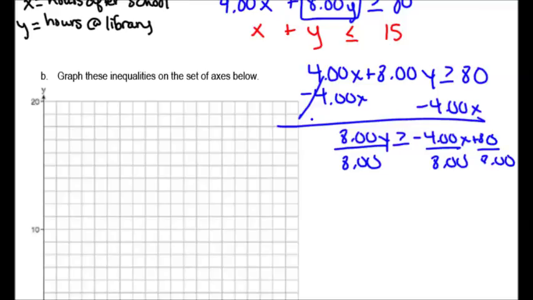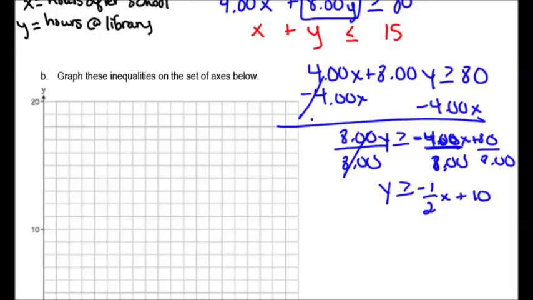Now, don't get confused because it says 8.00. If you want to just use 8, that's fine, but I just had to write it like that because we are talking about money. So we're going to cross off those 8s. We're going to bring down y is greater than. Now in my calculator, negative 4 divided by 8 is going to be negative 1/2 x plus 10.